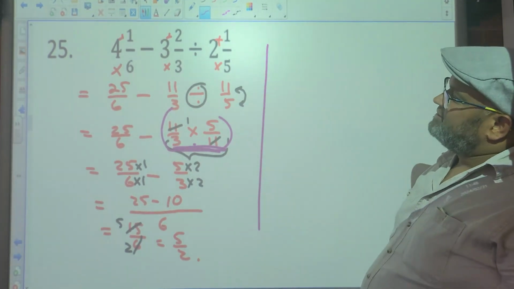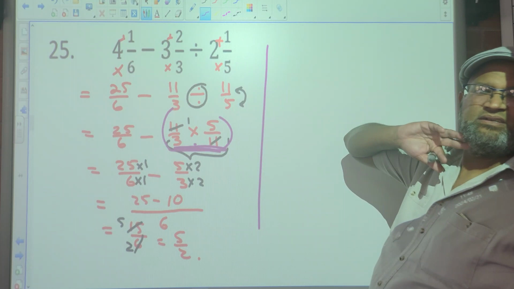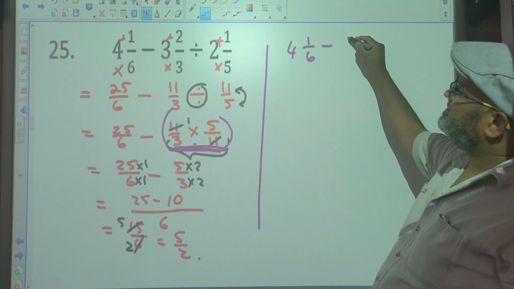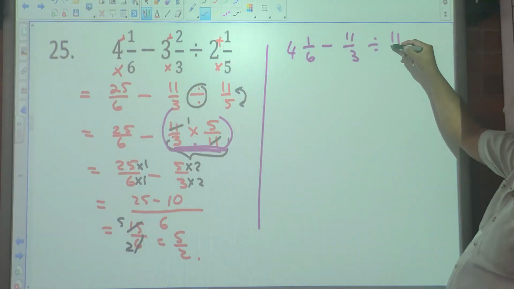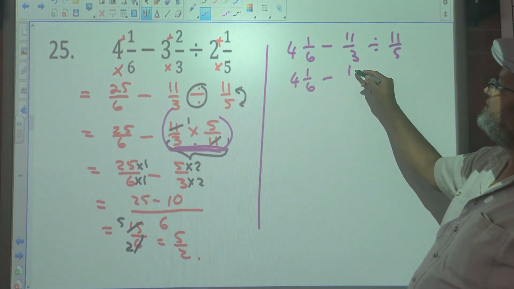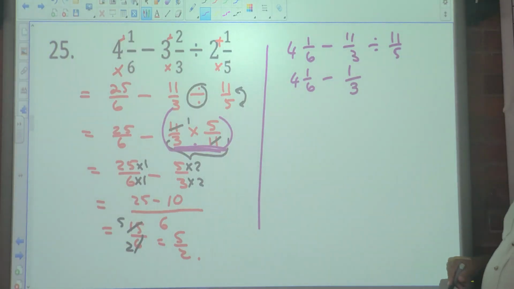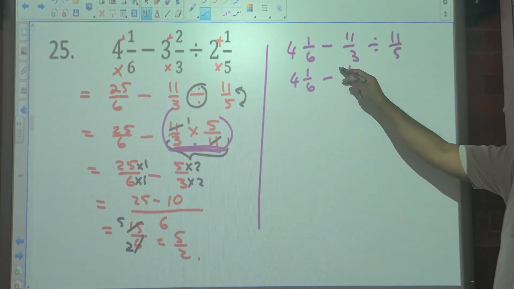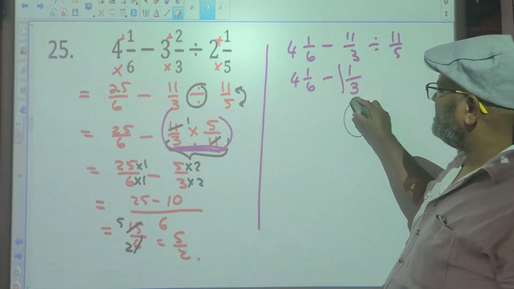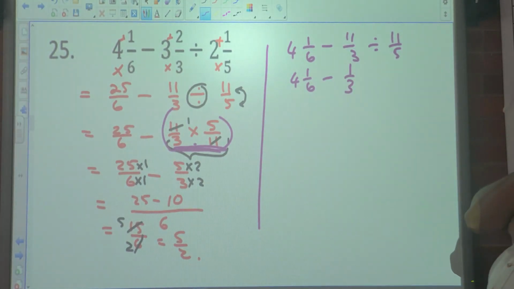Okay. So my first step was 4 and 1 over 6 minus 11 over 3, divided by 11 first. And then my second step was 4 and 1 over 6 minus 1 and a third times... a third, yes. So how do you get a third? Because I wrote it out and then I cross cancelled.